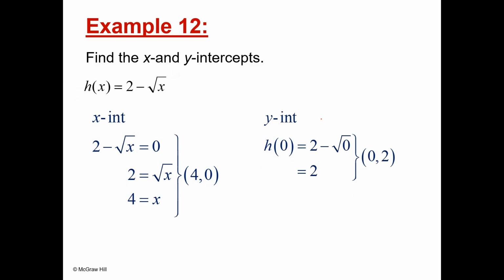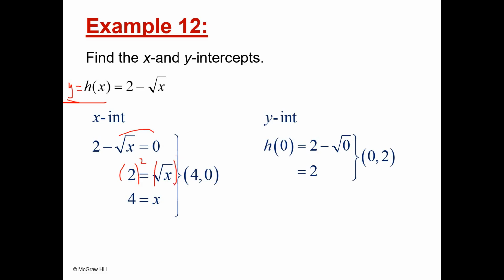Another example, h of x is equal to 2 minus radical x. Again, to calculate the x-intercept, we take this part over here equal to 0. So 2 minus radical x is equal to 0. Move radical x to the right side. You will have 2 equal to radical x. To remove the radical, you have to square both sides.